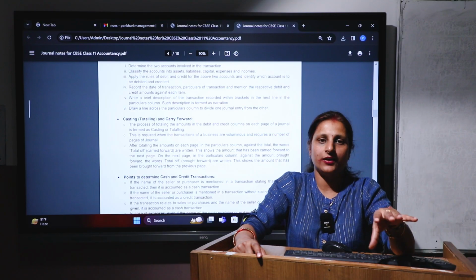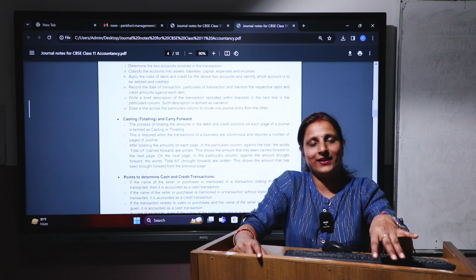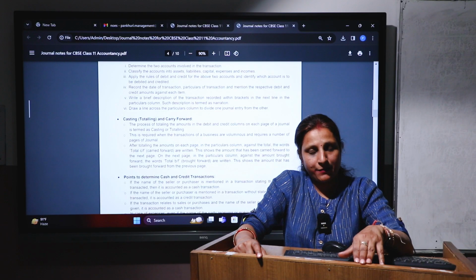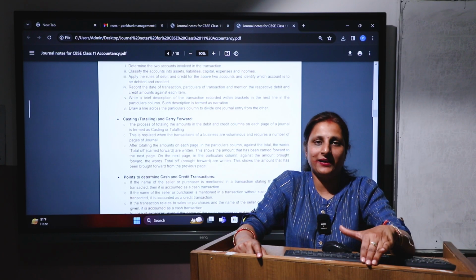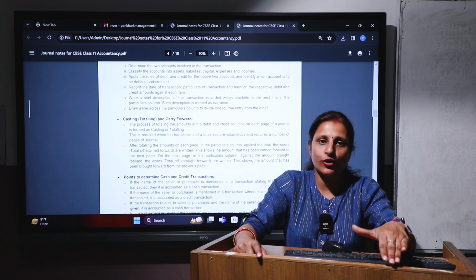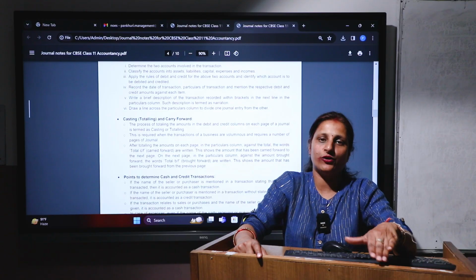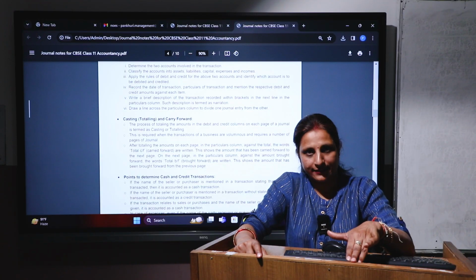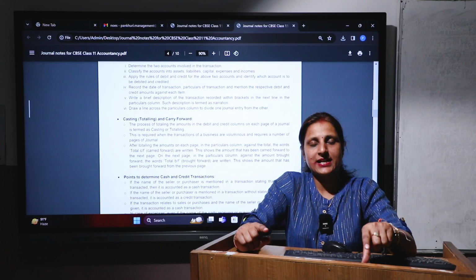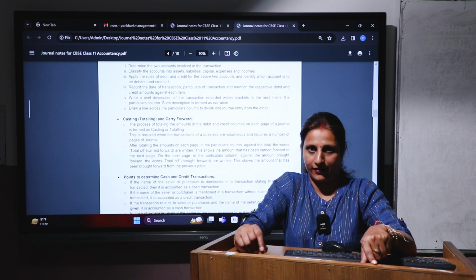Whether it is a book, a page number, or a folio number. Debit means the account that you debit in the journal entry; the amount of that account will come on the debit side, and the amount of the account that you have credited will come on the credit side. In this way, the entry will be recorded in the journal.